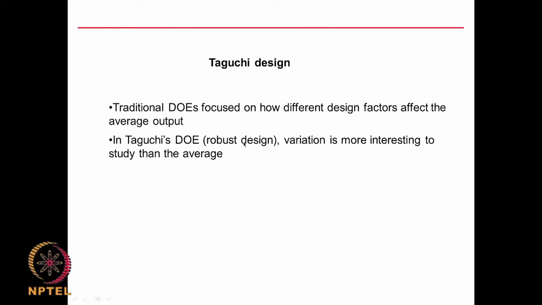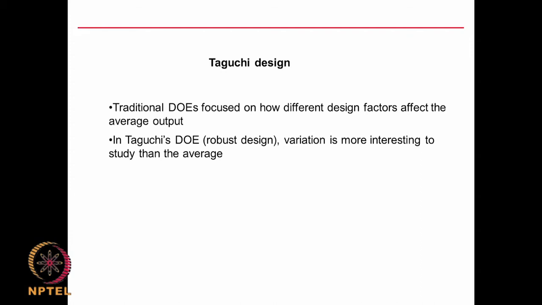Whereas in Taguchi design, he has looked at robust design and he is more interested in the variation, the loss function. He developed designs looking at them as possible robust designs and also looking at the variations rather than the averages. Whereas normal designs like your factorial designs or even your Plackett-Burman, we are looking at average output. We are more interested in that actually.